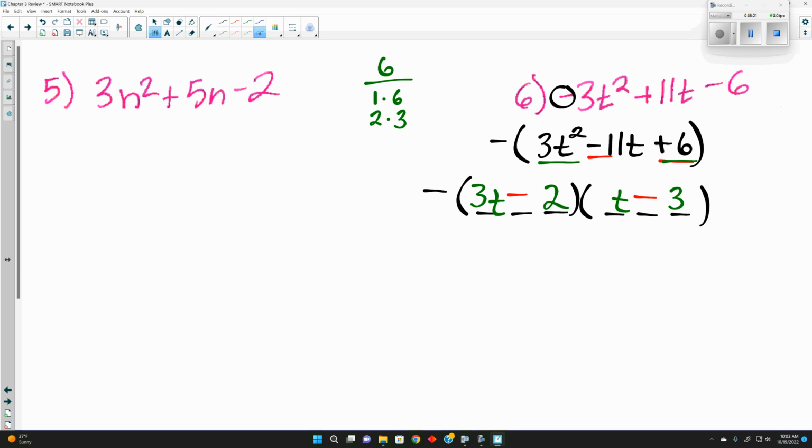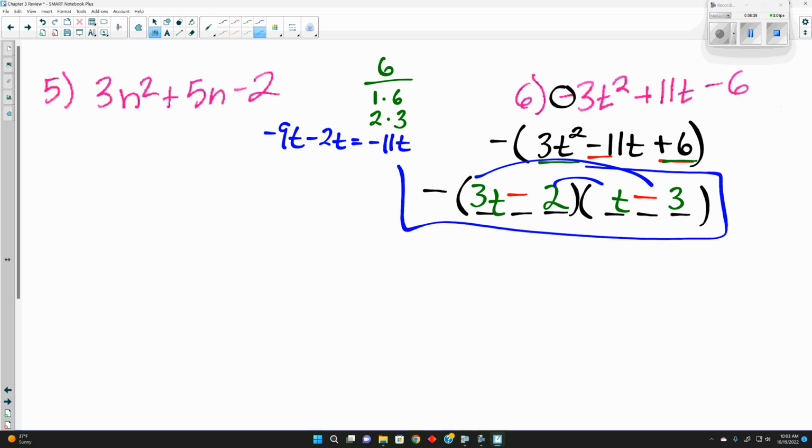And if we check this, 3t times negative 3 is negative 9t. Negative 2 times t is negative 2t. And negative 9 minus 2 is negative 11t. That is what we wanted. So this here is our final answer. And we do need the negative as a part of the answer, because we factored it out, it's still a part of our answer.